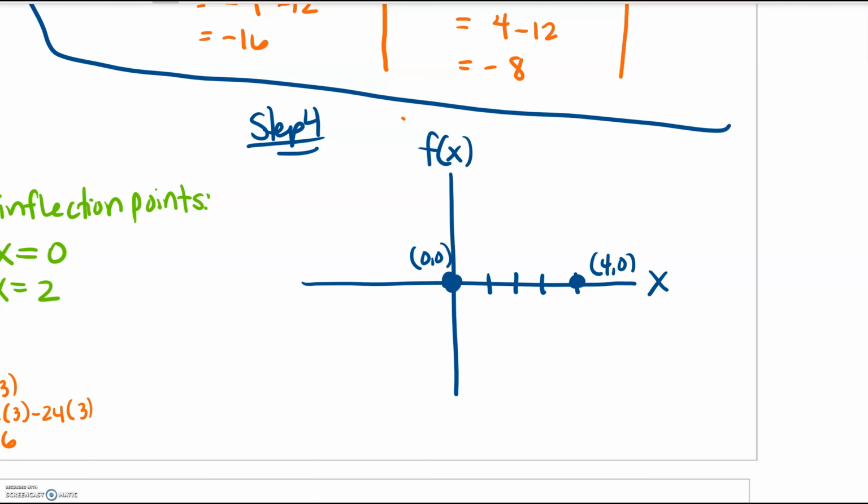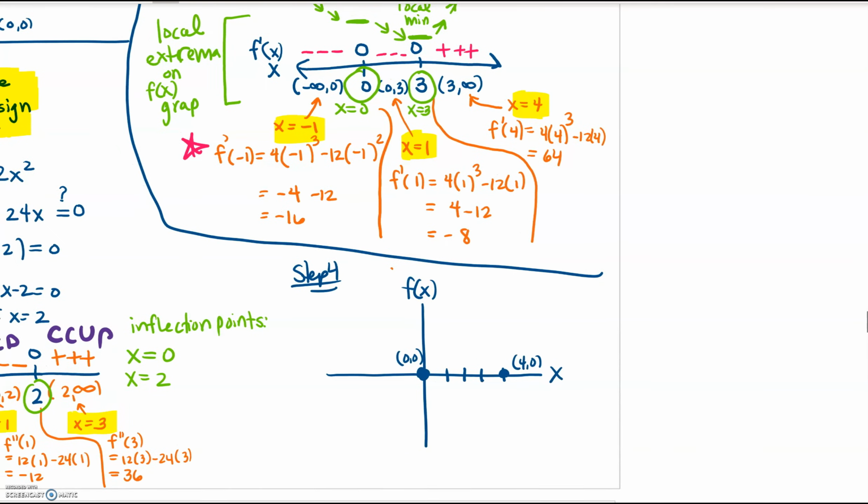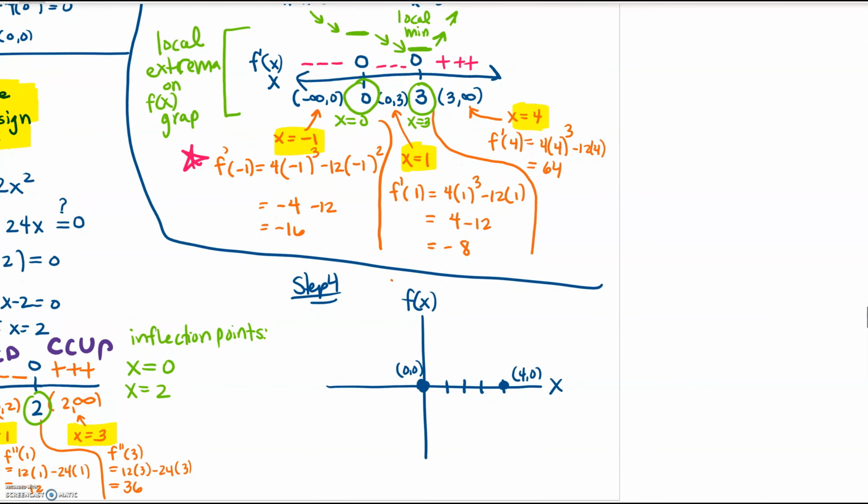Now we're going to go to step 2. That was our first derivative sign chart. That was right up here. And did we have any local extrema? We did. We have a local min at x equals 3. So when x equals 3, I need to align a local min with that partition number, with that input.